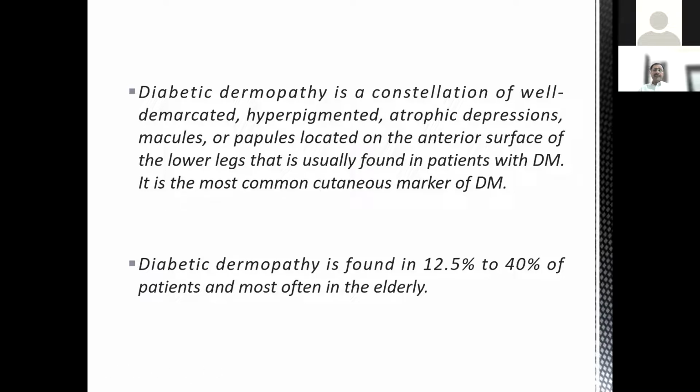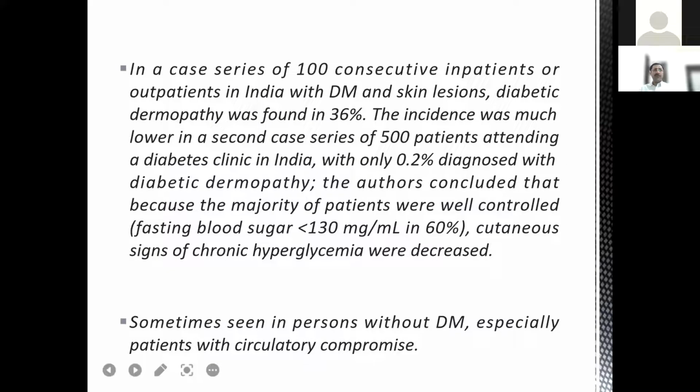And diabetic dermopathy is the constellation of well-demarcated macules or sometimes papules located on the anterior surface of the lower legs, and it is usually found in patients with diabetes, and it is the most common cutaneous marker of diabetes. And diabetic dermopathy is found in 12.5 to 40% of patients, and most often it is found in the elderly, and clinically also we see these lesions mostly in the elderly population only.